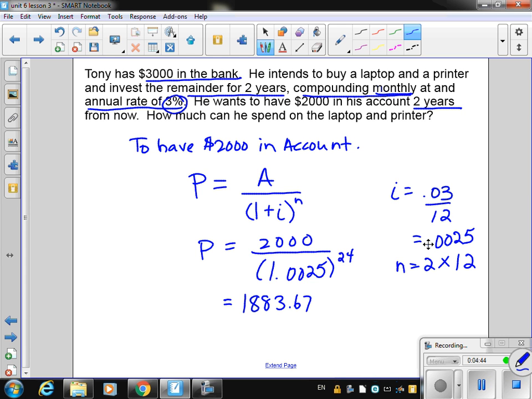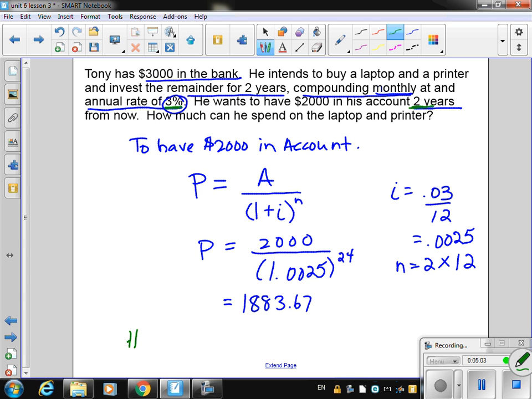1,883.67. That doesn't make nearly as much interest as the last question does, but that should make sense to us. It's only 2 years. It's at a far smaller rate. So he needs $1,883.67 of that money to invest it.